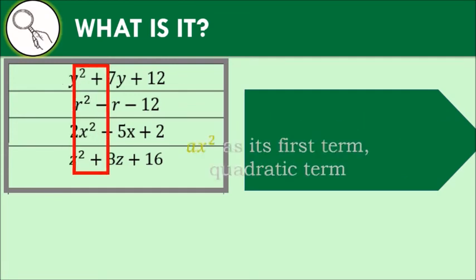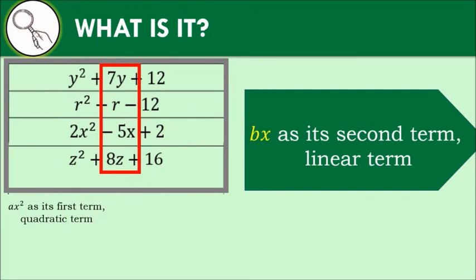So this time, let's focus on the second set. That means we are going to look at the second term of each of our examples. It follows this format: bx, where b is the coefficient of x. That's your second term, and it's a linear term since the degree of this is 1. So here our bx is 7y, the value of b is 7 with the variable y. In the second example, it's minus r, so our b is, take note, negative 1 since it has a negative. So again, the value of b is negative 1 with the variable r.